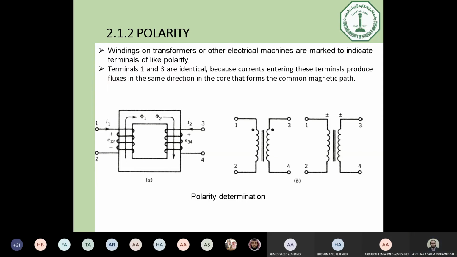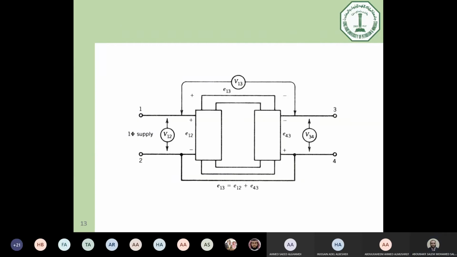Right. So how can we know the polarity without accessing the transformer? We can make a simple test. Just have a transformer like that, and as you can see here, this is considered the primary winding, and here is the secondary winding. The two terminals of the primary winding are 1 and 2, and 3 and 4 are the two terminals of the secondary winding.